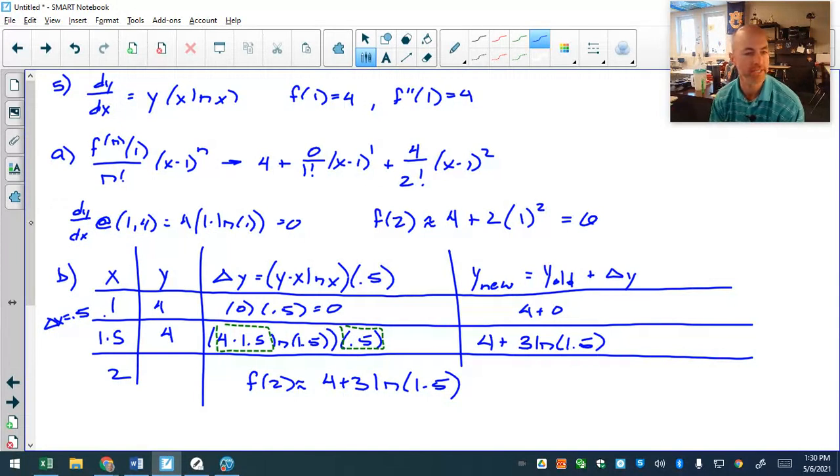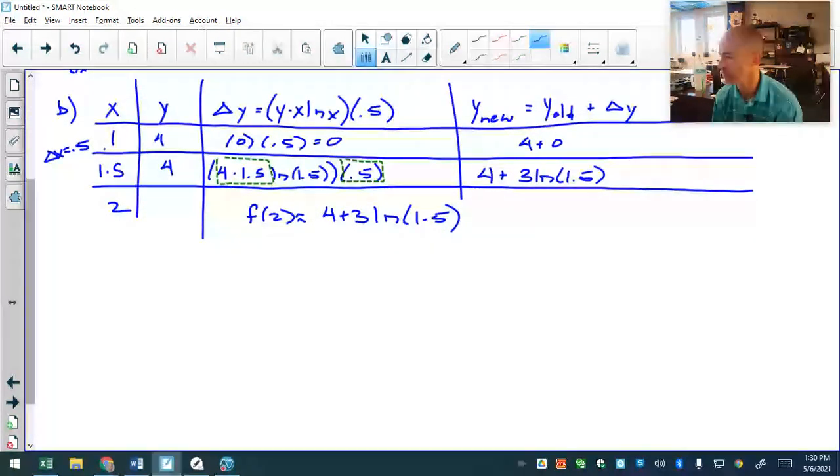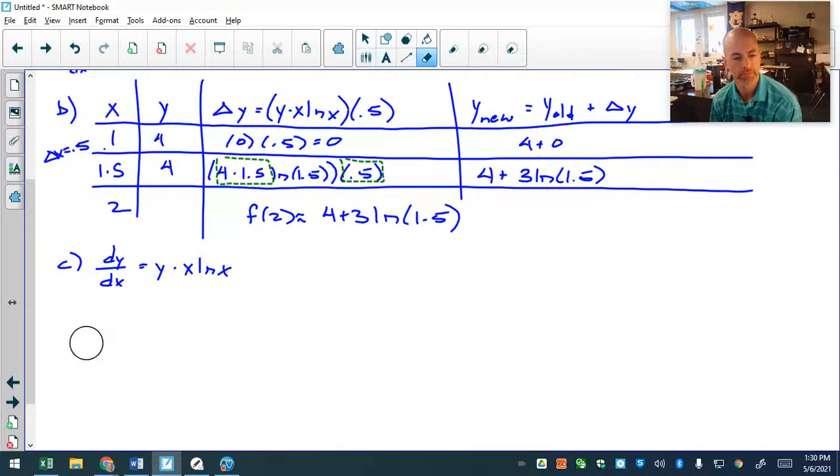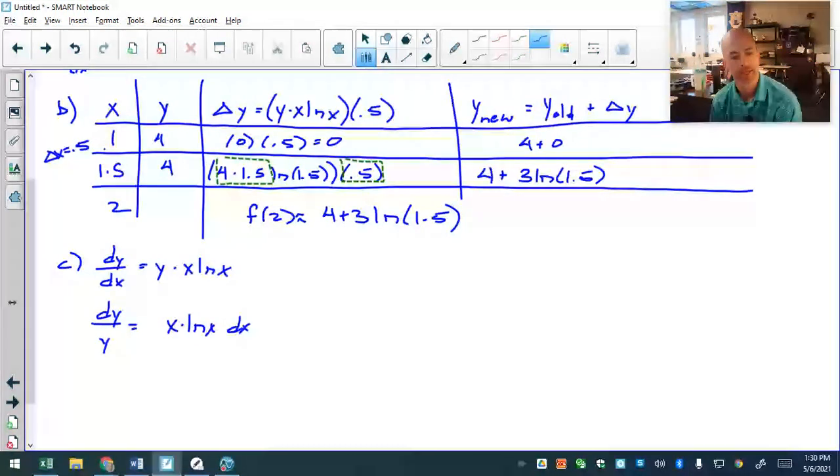All right, so part C is to find the particular solution to that differential equation with the initial condition (1, 4). So here we get to do some parts inside a separable differential equation. How nice is that? So you always want to separate your variables first. So dy/dx, we're going to divide by y. dy over y is equal to x times the natural log of x dx. And when you integrate both sides, the left side is nice: natural log of y.